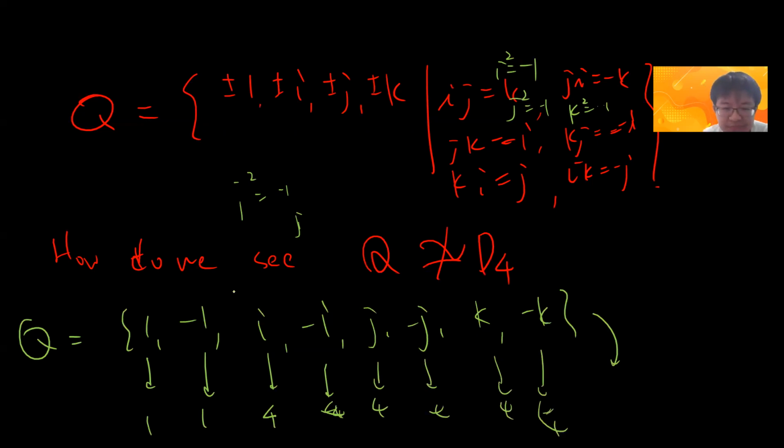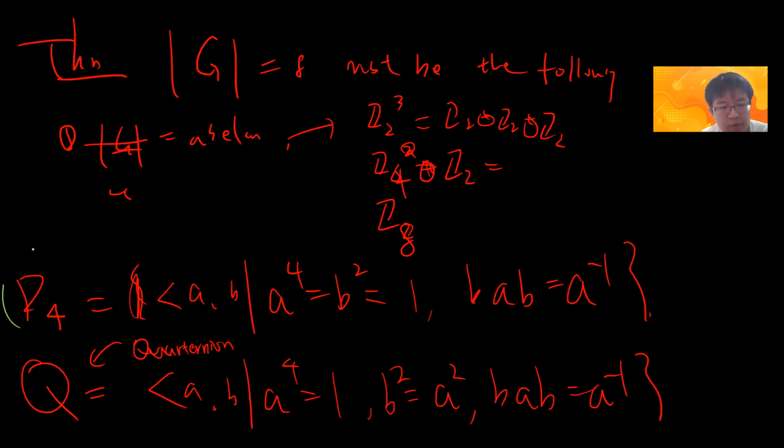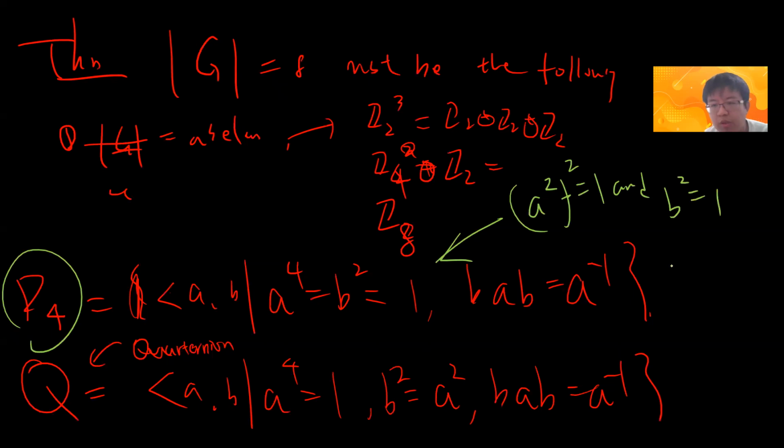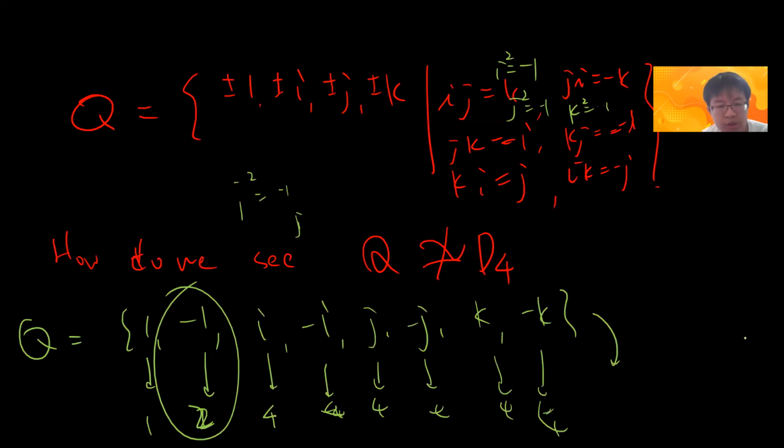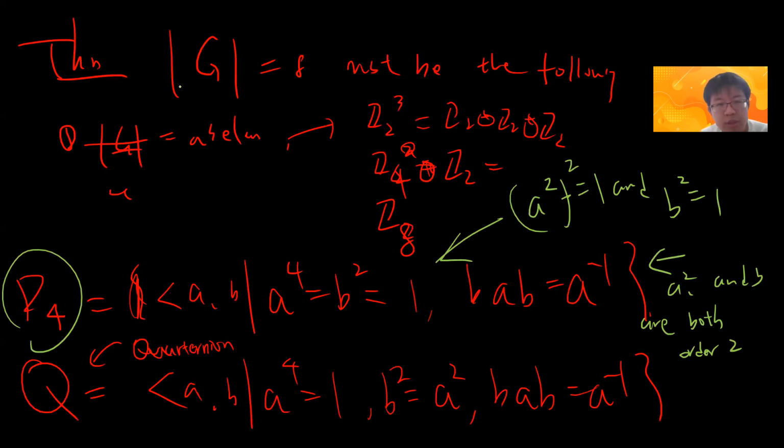Okay, so minus 1 is order 2, right? But in D4, you have a to the 4 is 1, and here a squared squared is 1 and b squared is 1. So a squared and b are both order 2, but in the quaternion group, you only have one element of order 2, so they are not isomorphic. Okay, so this theorem says that if G has order 8, then it must be one of only these 5. Okay, so this is the tricky part.